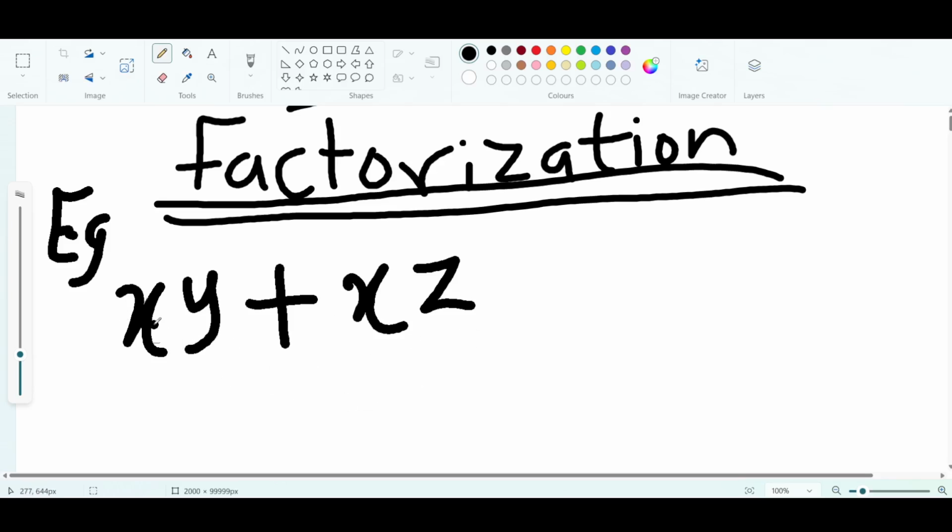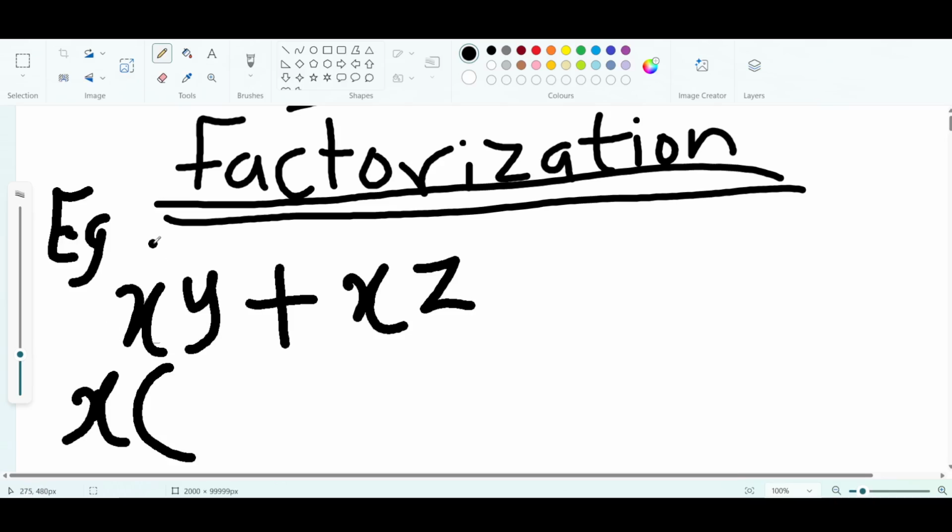What we will see from here is that this term contains x, and there is also x in this term. So whenever there is a common factor between the two, there is something we call factorization. We are going to factorize that x out of that expression. So we bring that x outside, then we open a bracket. We now use this x to divide this.